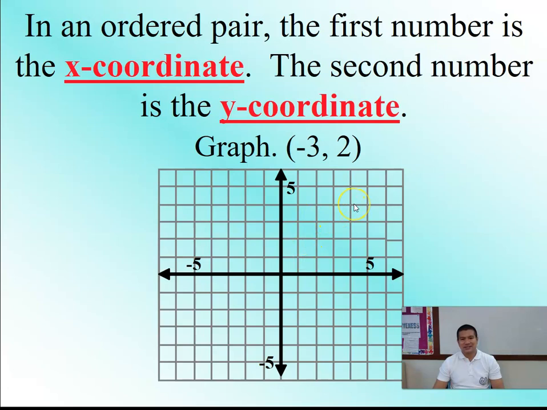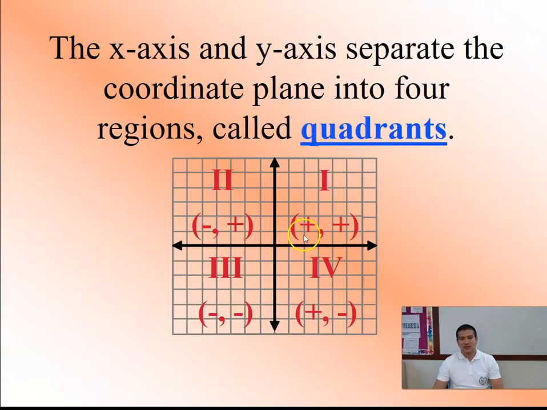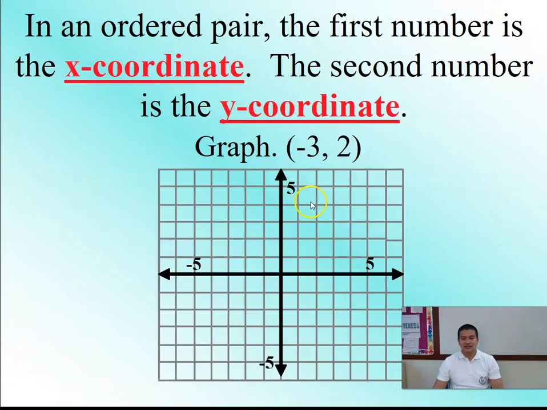Let's try this one. In an ordered pair, the first number is the x-coordinate and the second number is the y-coordinate. So when we plot the point (-3, 2), this one is the value of x. Going back to the quadrants, negative x and positive y is in the second quadrant. So the point will be located here in the second quadrant.